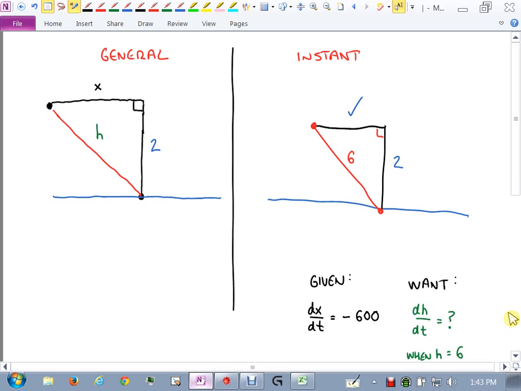Do y'all want to go get that right now? Yeah, sure, okay. Let's do it. Let's call that x up here. Let's go find what it is. How do I find that? A squared plus b squared is c squared. So x squared plus 4 equals 36. So x squared equals 32. So x is equal to root 32.